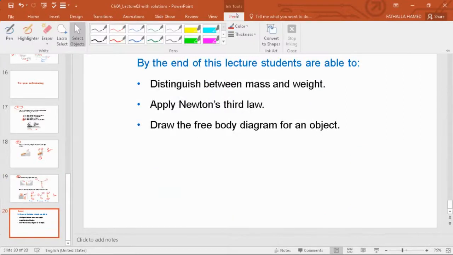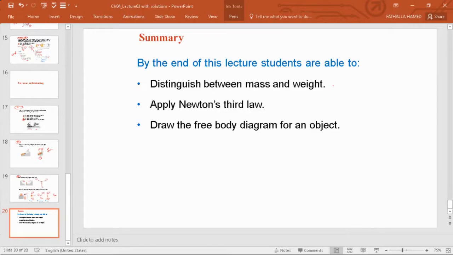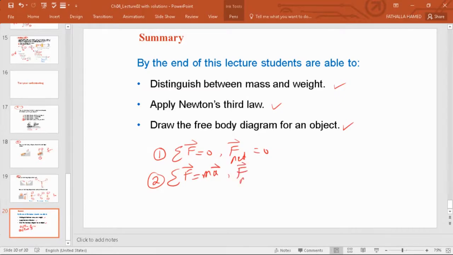So what we basically covered today is distinguishing between mass and weight, Newton's third law, action-reaction, and free body diagrams. If you look at Newton's 3 laws, the first one is summation of F equals 0, or we can say that the net force is equal to 0. The second law, summation of the forces is equal to MA, or the net force should equal MA.